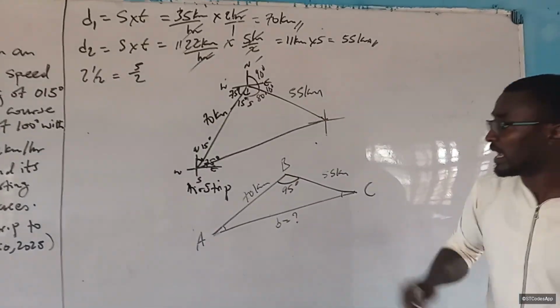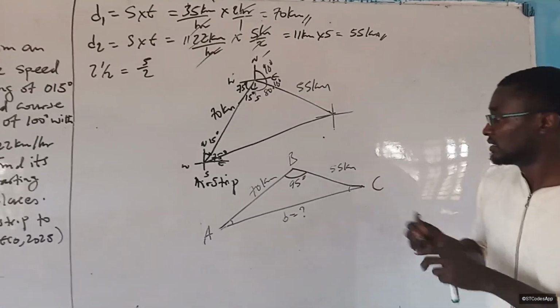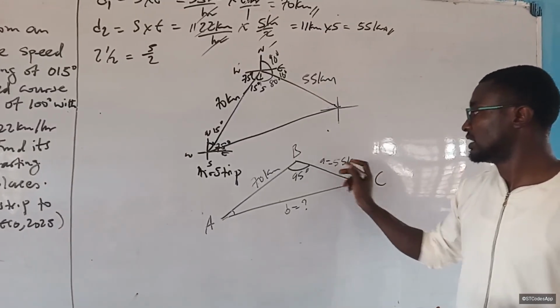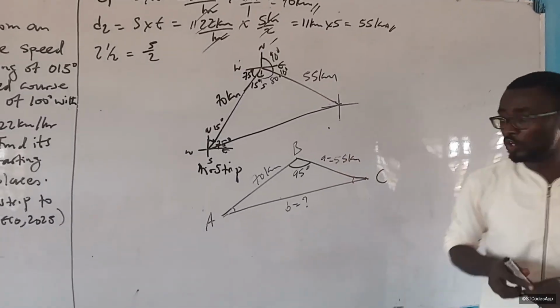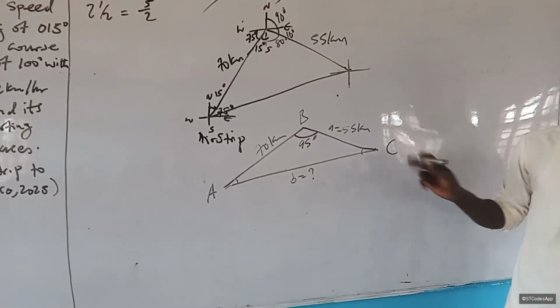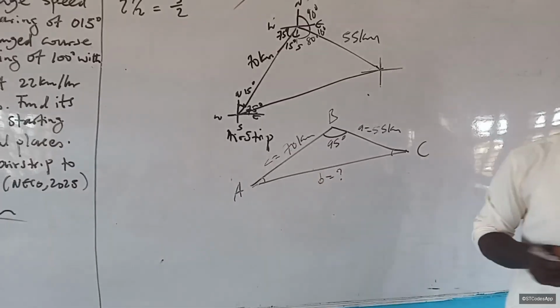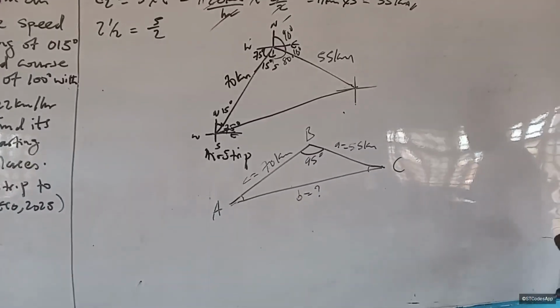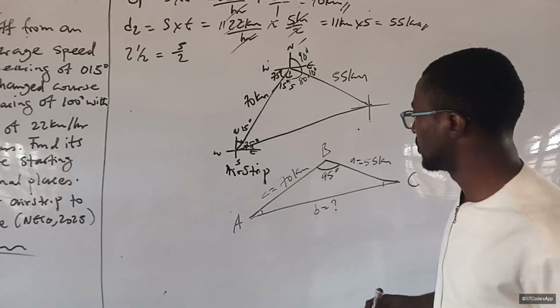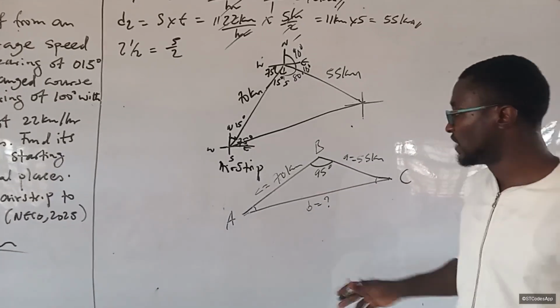Are you following? Then capital letter A is opposing this side, which is small letter a, indicating 55 kilometers. Then capital letter C is opposing this side, which is small letter c, equal to 70 kilometers. Are we together? Now, having done this, it will be easier for us to find the value of b.